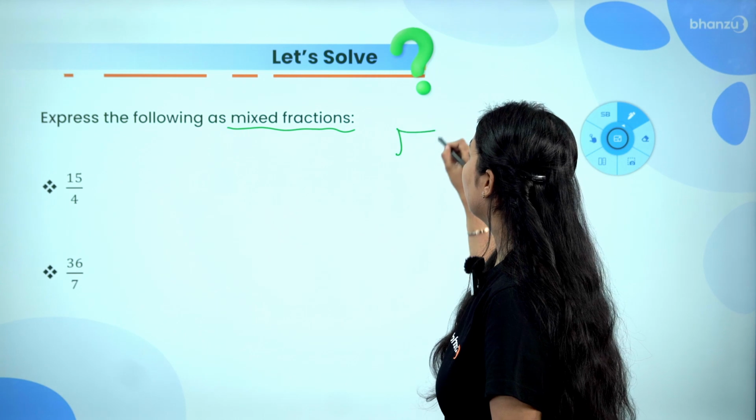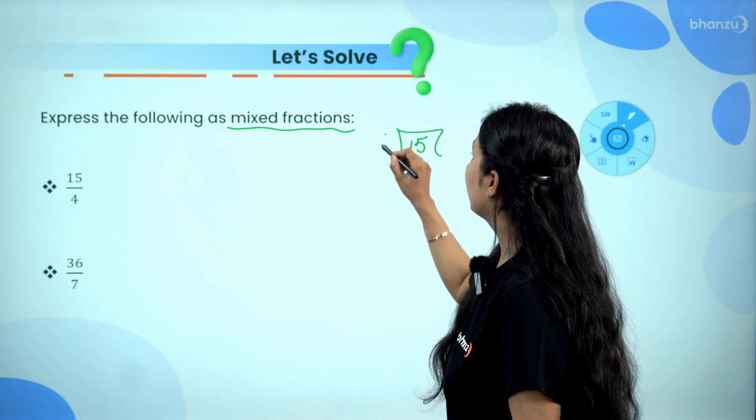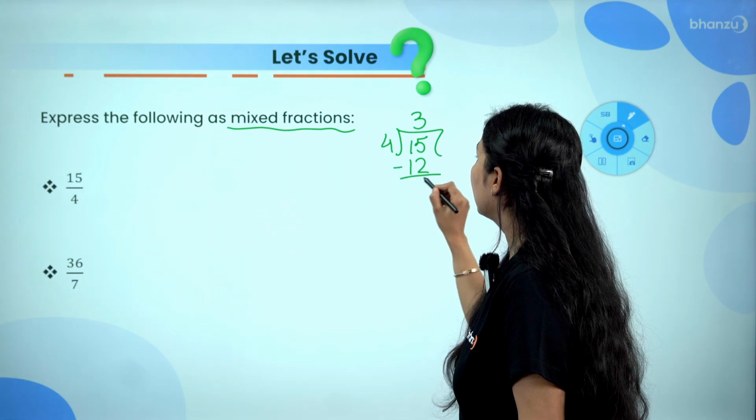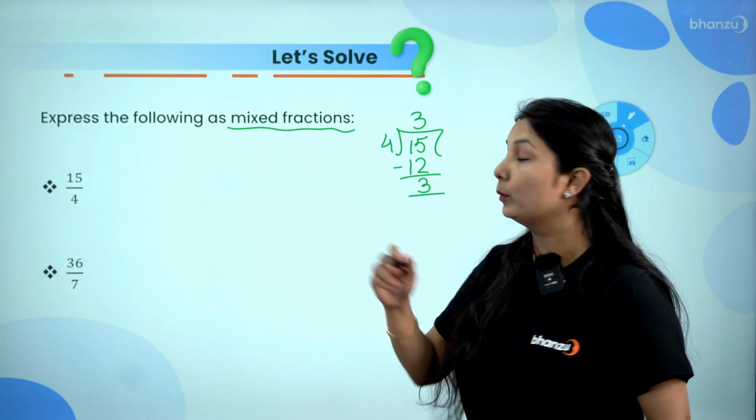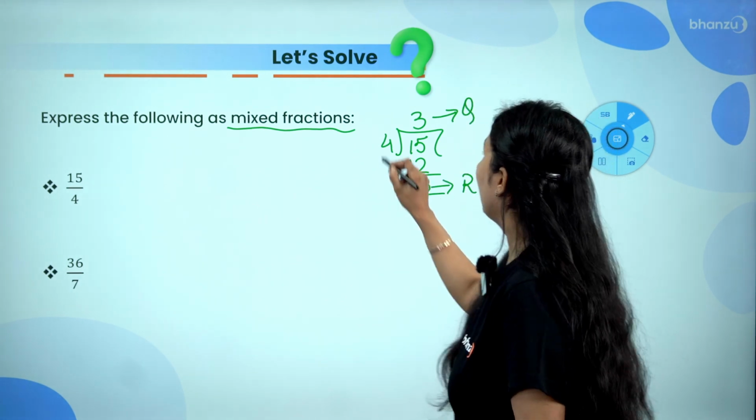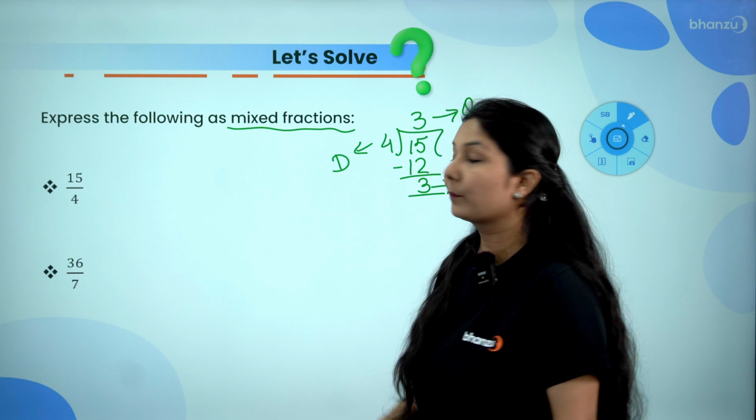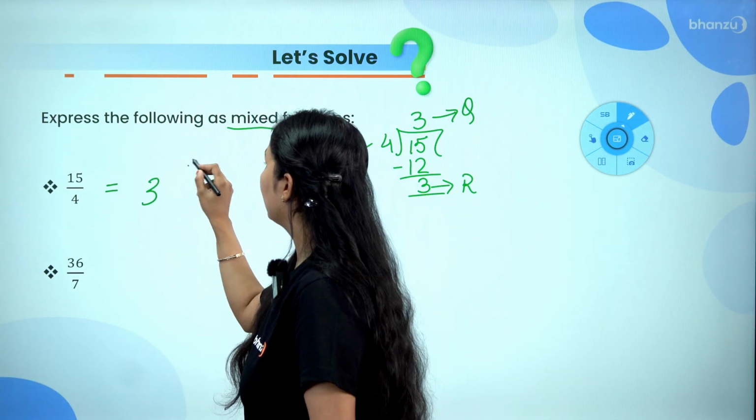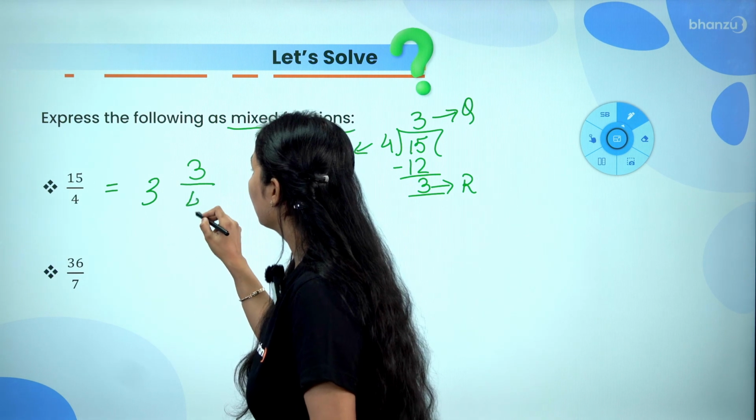So we are going to divide it. 15 divided by 4 will give me 3 as quotient and also 3 as the remainder. So how do we write it? I told you: quotient remainder by divisor, right? So this will be equal to the quotient which is 3, the remainder which is 3 upon the divisor which is 4.